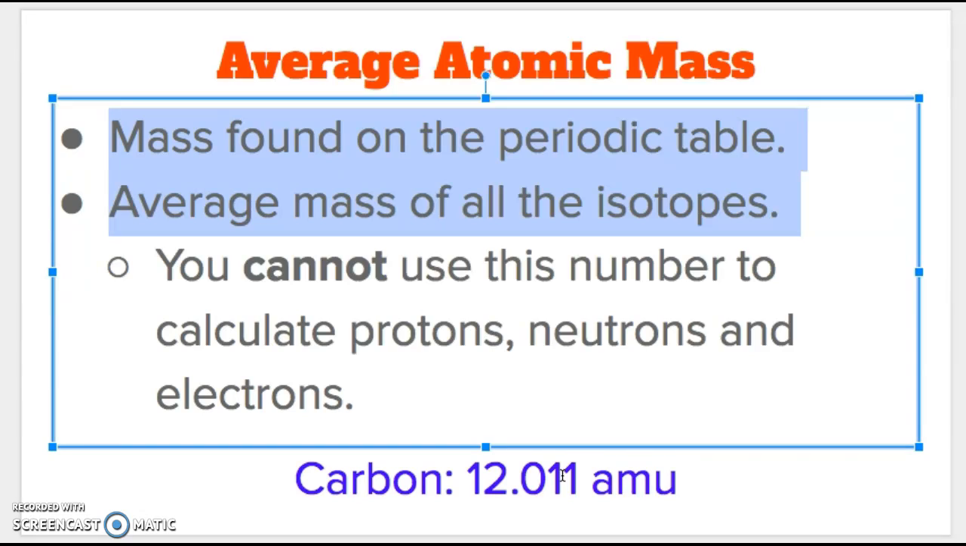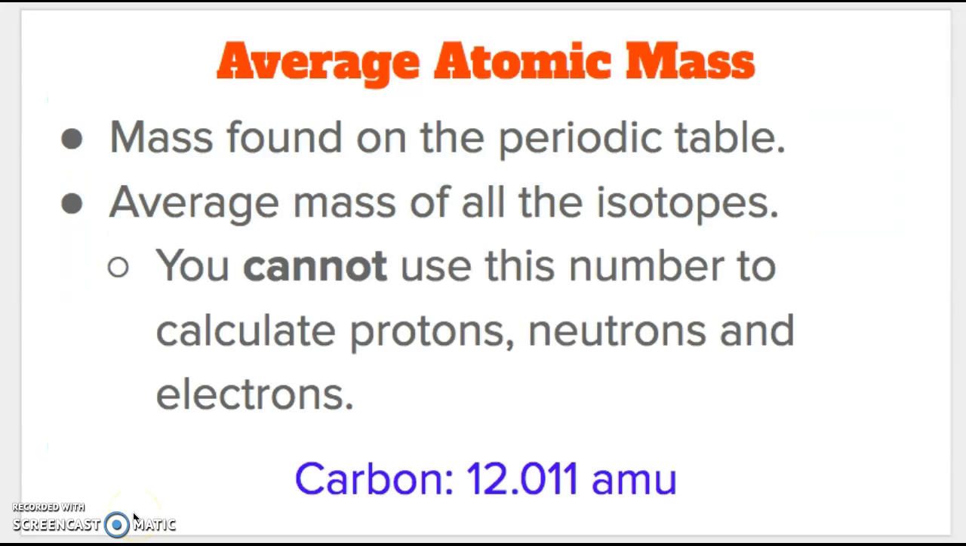Now, if you're given a mass, you have to use that mass, right? So if you were given carbon 14, you have to use 14. But if you're not, you take this mass and you round it to the nearest whole number.